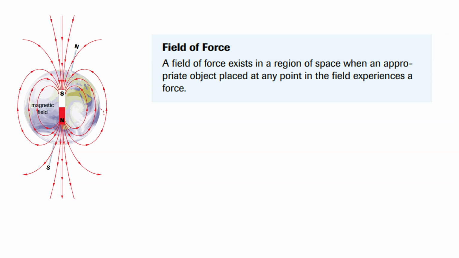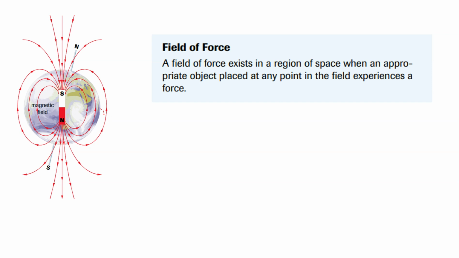So let's talk about the concept of fields. A field of force exists in any region of space when an appropriately placed object placed at any point in the field experiences a force. We're familiar with two fields in our everyday lives. The first would be gravitational fields. The gravitational fields dictate that we stay here on the Earth, and if we drop something, we know it's going to fall straight down. Another example we could talk about is magnetic fields.